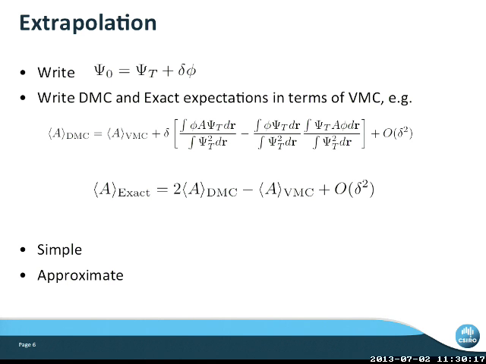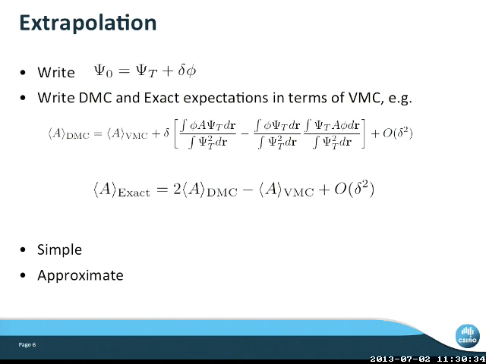So this gives you cancellation of the first order error, and you're just left with something second order. So it's very, very simple. Every code will do it without modification because you've already got your DMC and VMC values. But the problem is it's approximate, and it relies on having a reasonably good wave function to begin with.